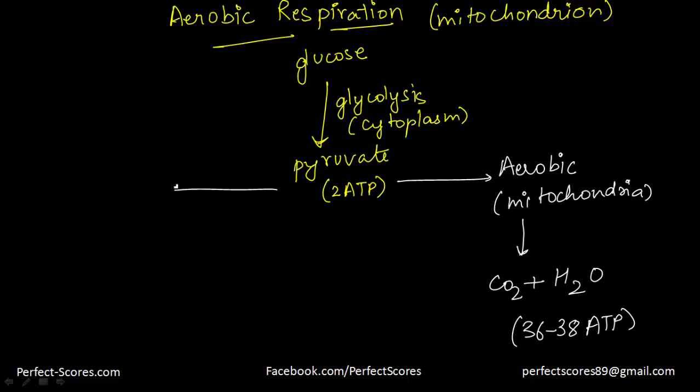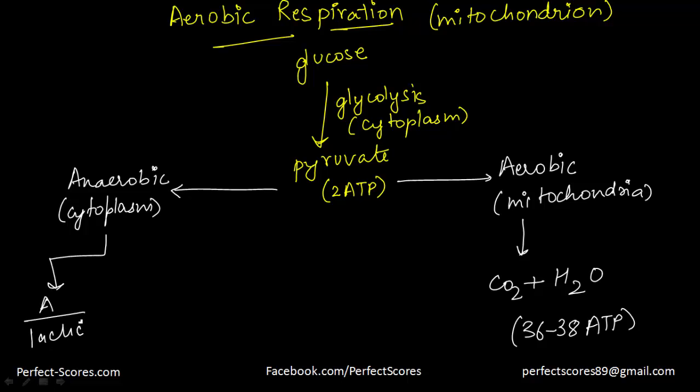And when it is anaerobic, that is something that we've already done, that takes place in the cytoplasm. And there are two results. In animals, it gives lactic acid, and in plants, it gives rise to ethanol and carbon dioxide. So that sums up the entire process of respiration.